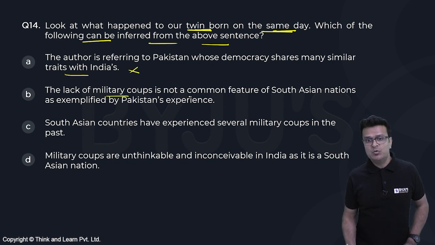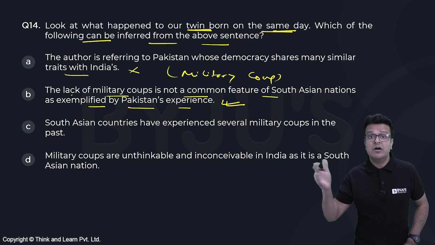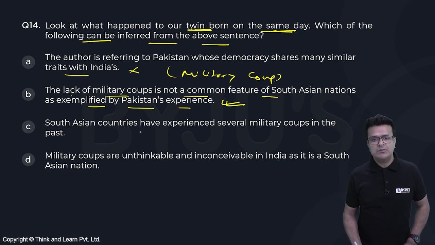The lack of military coup is not a common feature of the South Asian nations as exemplified by Pakistan's experience. Lack of military coup is not common means what? Military coup is common. So in these countries, Pakistan and other countries, military coups have been taking place. The author actually says that. That means the author would agree with this. We can infer this, that military coup is very, very normal in other countries, but in India it is not conceivable. Author mentions that.